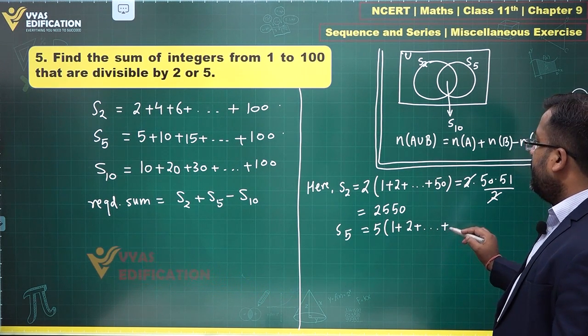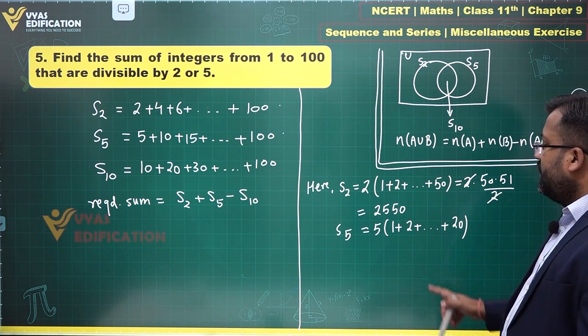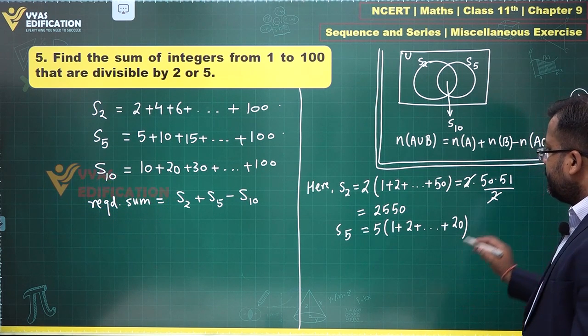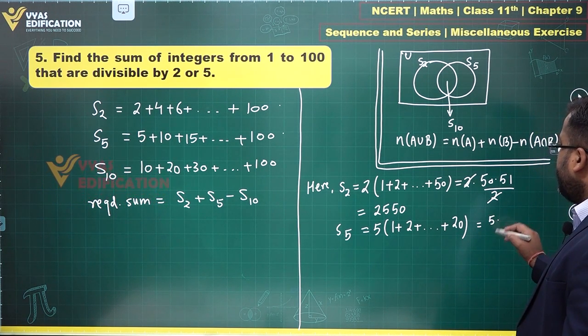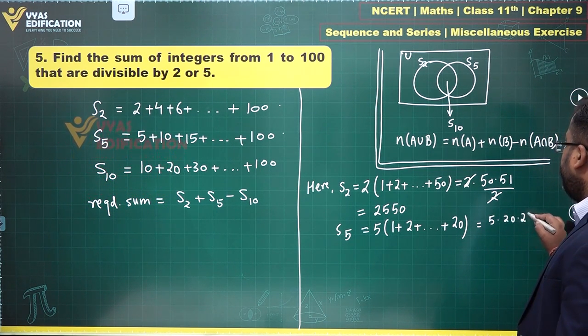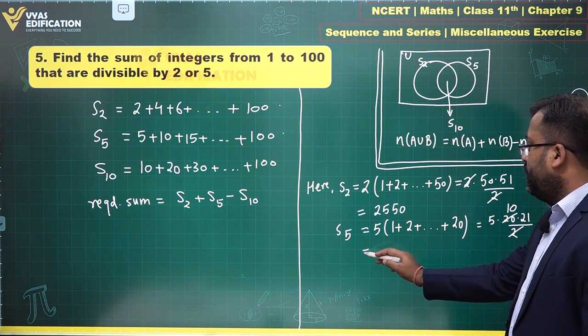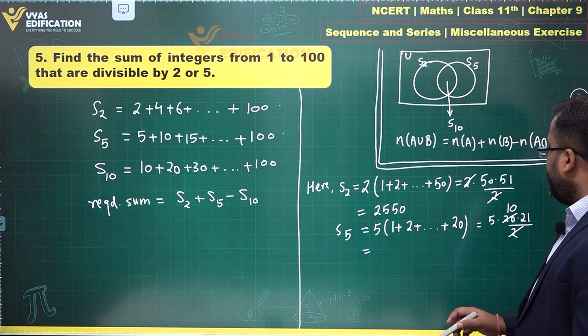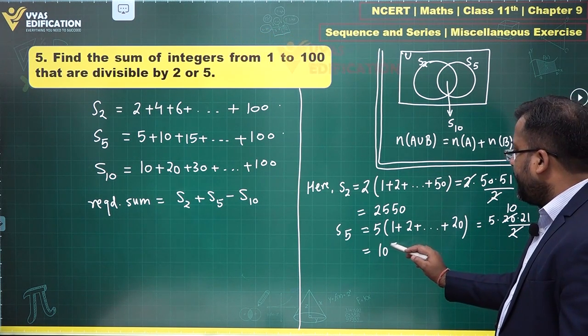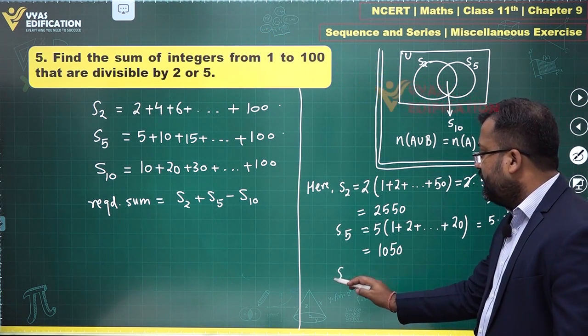What is S5? Again, I see a 5 coming out common, and what remains is 1 plus 2 plus dot dot dot up till 20. So again, the sum of the first 20 natural numbers is what I need. This is 20 into 21 by 2. This goes 10 times. And what do I get? 21 times 5 is 105, and a 0, so 1050 is what I get.